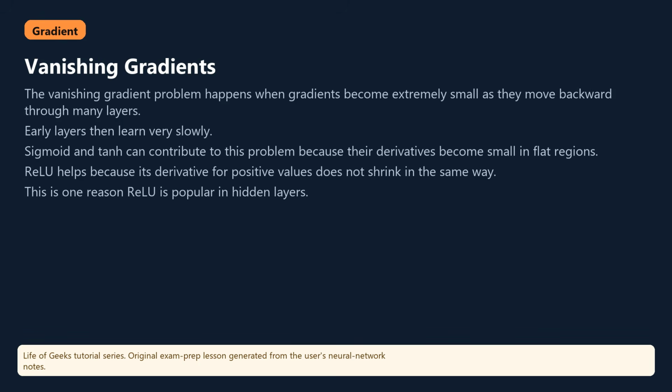This is one reason modern neural networks often use ReLU or ReLU-like activations in hidden layers. In an exam, explain the problem and the effect. Gradients vanish, early layers do not update effectively, and training deep networks becomes difficult. Then give common fixes: ReLU, better initialization, normalization, and improved architectures.